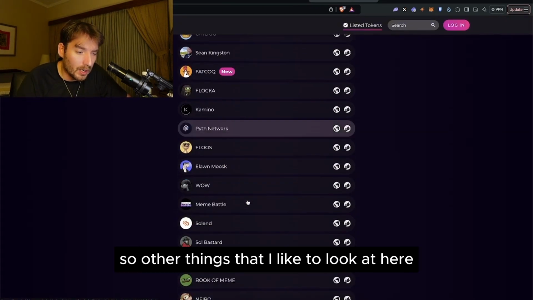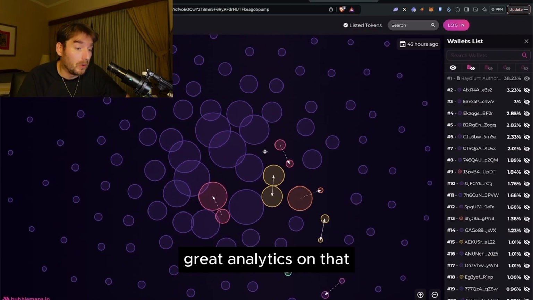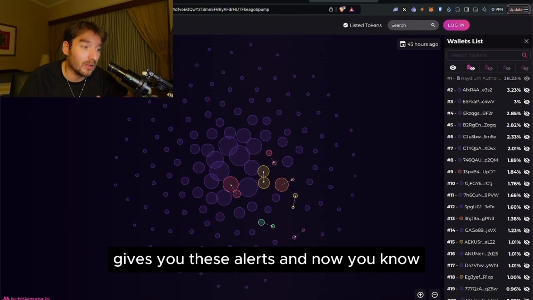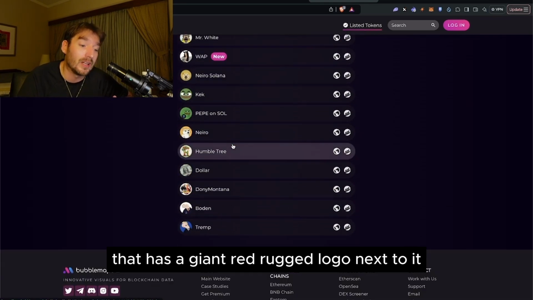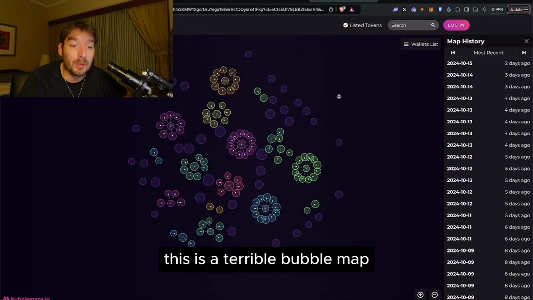So other things that I like to look at here as we zoom down, take a look. They even have what's been rugged. Great analytics on that. Just immediately tells you if a token's been rugged, gives you these alerts, and now you know probably not to buy into a token that has a giant red rugged logo next to it. Very clear to see. Cardi B's token, this is a terrible bubble map.